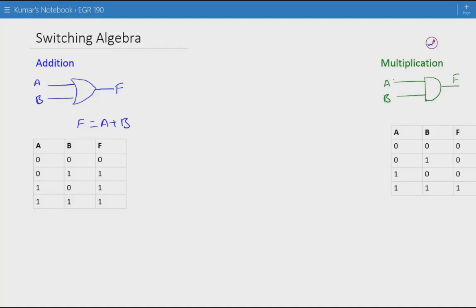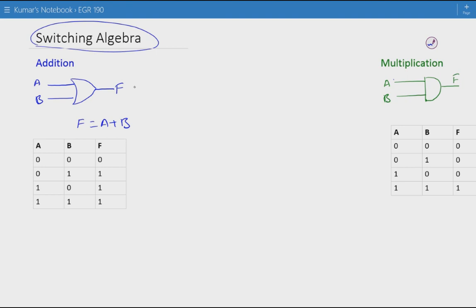Hello everyone. In this short video, we're going to talk about something called switching algebra. This is one of the fundamental concepts we have to learn while trying to design and optimize any digital logic circuit. So let's get started.